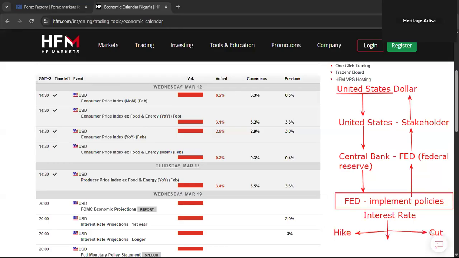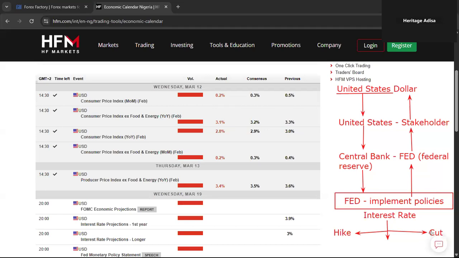So the central bank can either decide to hike interest rate or decide to cut interest rate. But what do you think determines the central bank's decision to go in the pathway of hiking interest rate or cutting interest rate? Hiking interest rate means to adjust interest rate higher, that is to increase interest rate. Cutting interest rate means to drop interest rate by decreasing it, right? So what do you think decides the central bank's decision to either hike or cut interest rate?